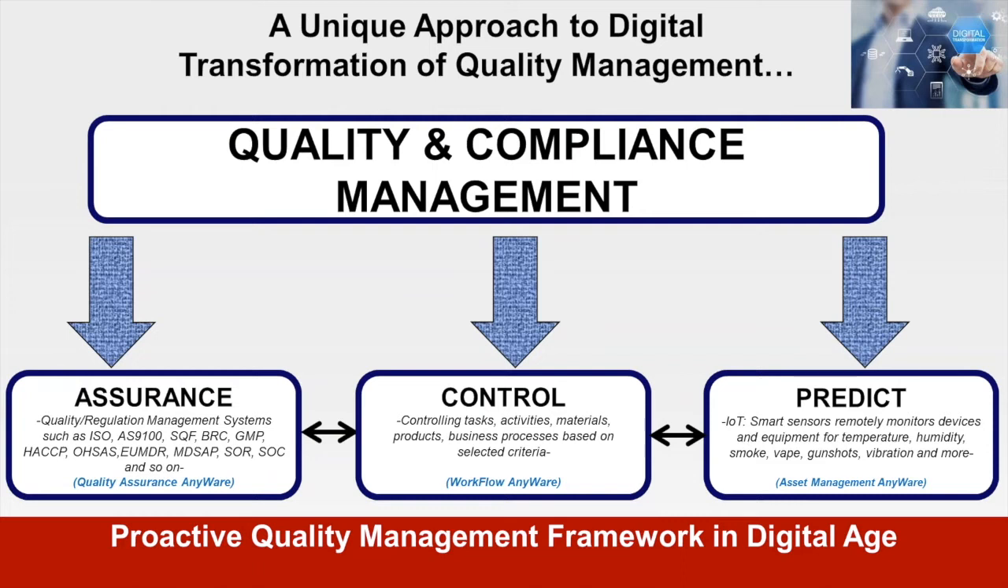Also, you can have a culture in place in your company, in your quality management system, towards continuous improvement, safety, as well as customer satisfaction. What do we have? We have assurance, we have control, and we have predict.